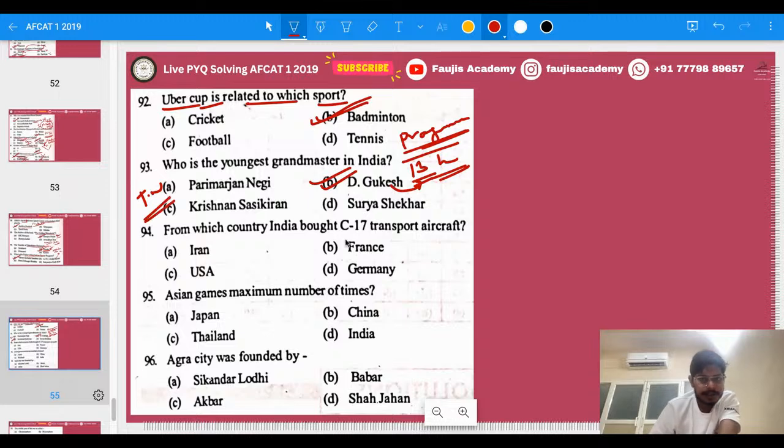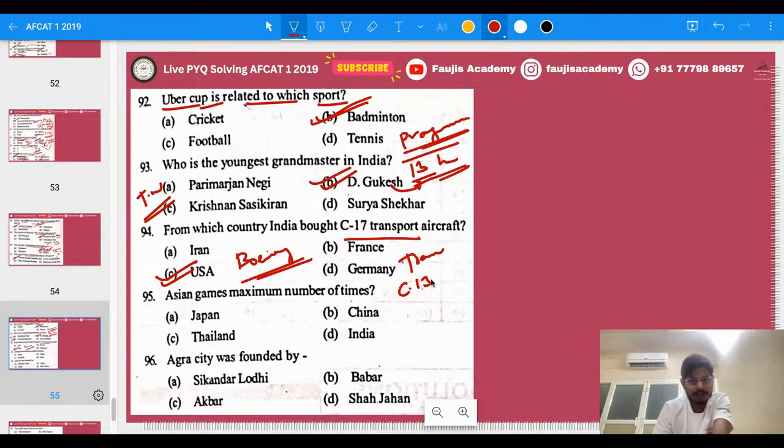Right. C-17 transport aircraft. From where exactly we got this? C-17 transport aircraft. Okay, right? 94C. That's correct. Okay, we got this from America. It's an aircraft made by Boeing, right? It's a transport aircraft. Okay, like C-130J. Okay, C-17, Globemaster, and all that stuff. Okay, it has got 4 engines with it.